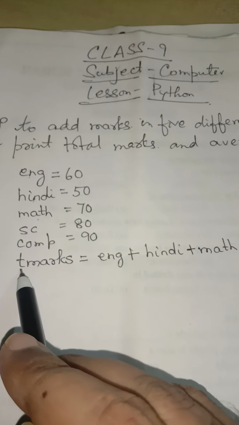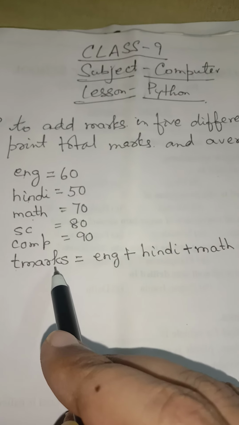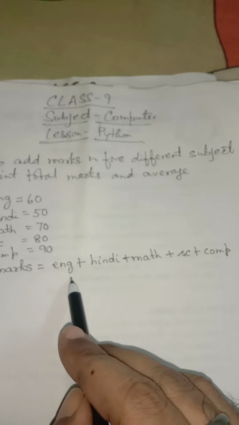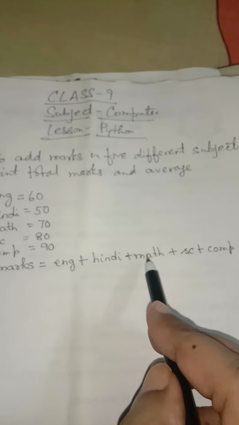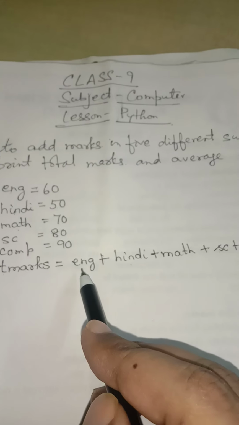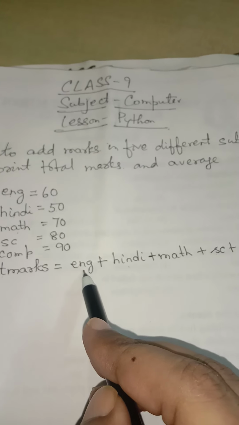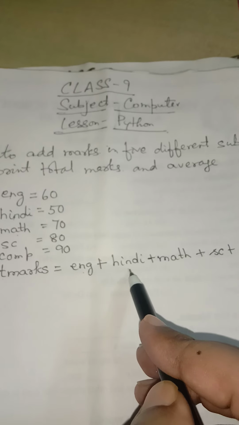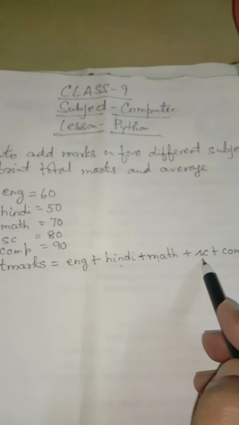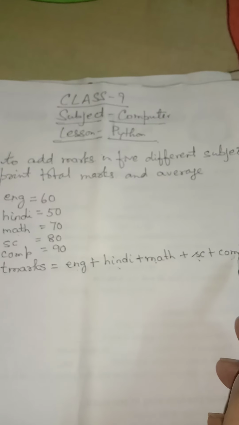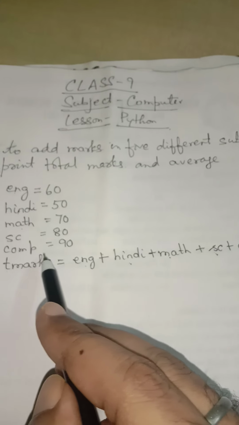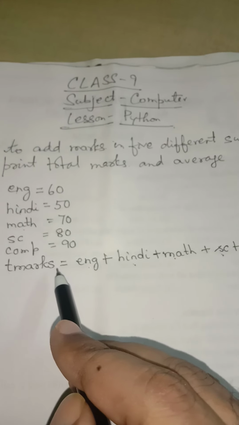So total marks is the variable name, and I have added all the 5 variables: English plus Hindi plus math plus science plus computer. This means that the mark 60 would be over here. In Hindi it will be 50, for maths it will be 70, for science it will be 80, and for computer it will be 90 over here. All these will be added and the total marks will come inside the variable total marks.